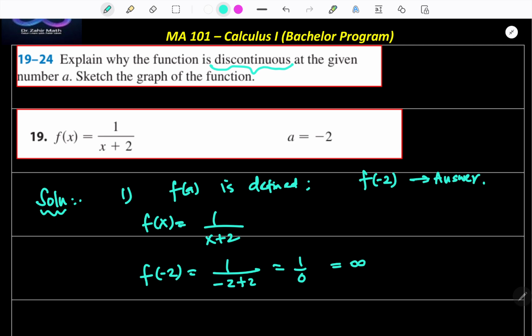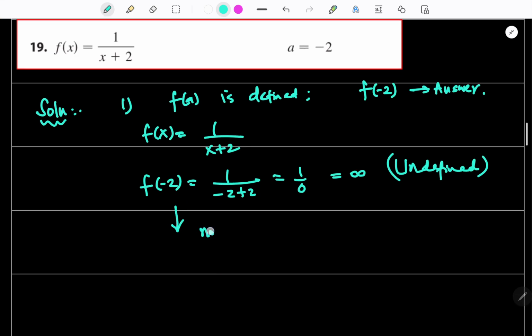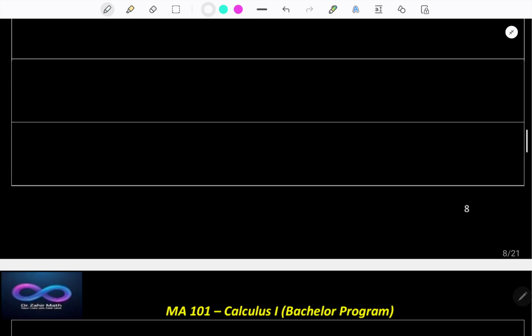0. So infinity. When you get infinity, in the class maybe they told you undefined or indeterminate form, whatever it is. So it is not at all defined. Right. So if the first condition is not satisfied, then immediately you can write f of x is not continuous at x is equal to a. That a is minus 2. Clear everybody? Right. Let's go to the next question.